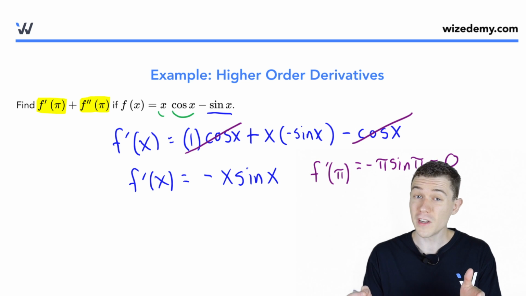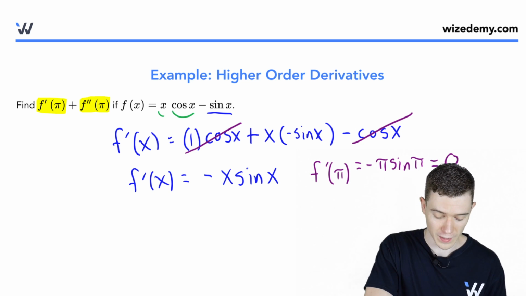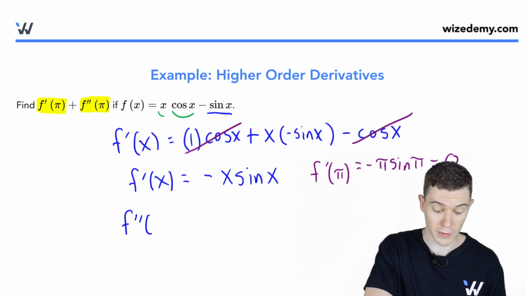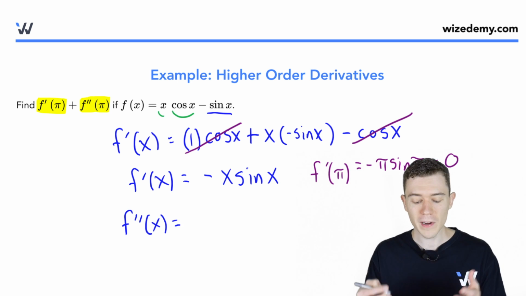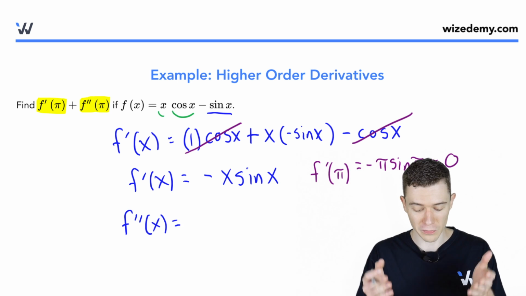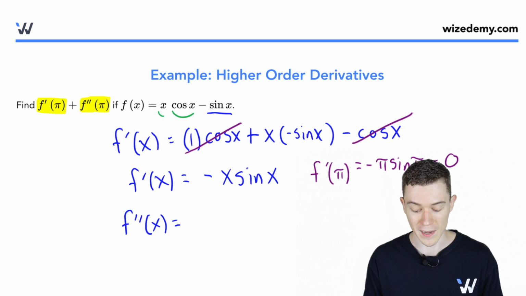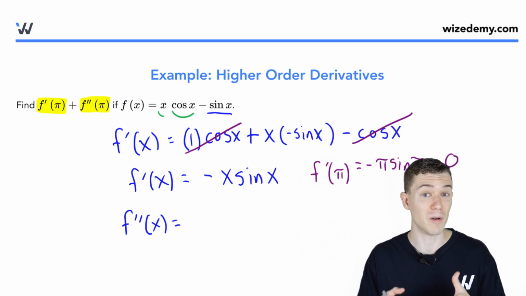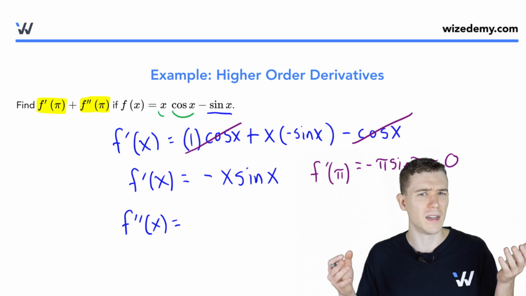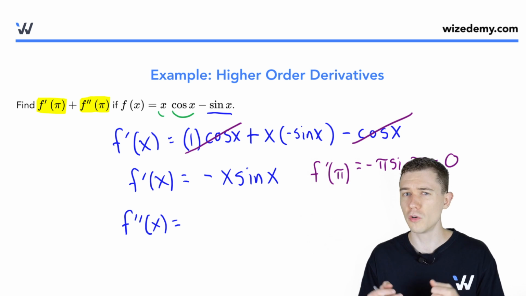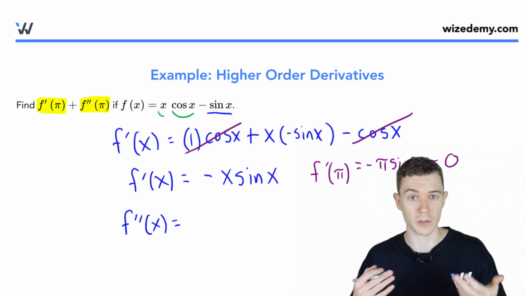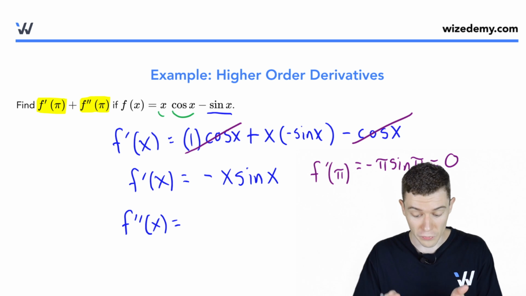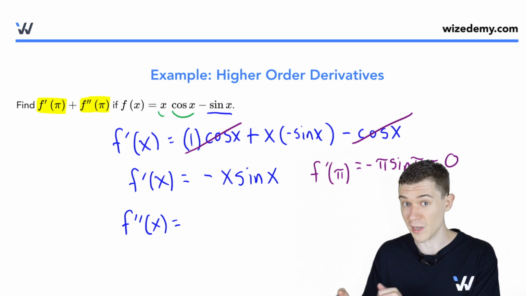Now to complete the question, we still need that second derivative, f double prime, the derivative of the first derivative. Be very careful you do it of the original first derivative, the minus x sine x. We don't want to take the derivative of the minus pi sine of pi. That was a constant. The derivative of any constant is 0. So this is a good rule of thumb. Anytime you're taking multiple derivatives, take the derivative of the function, not the evaluated function.